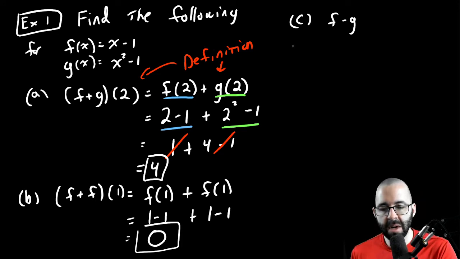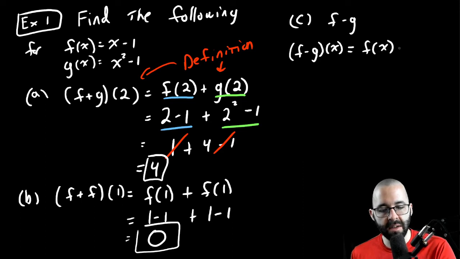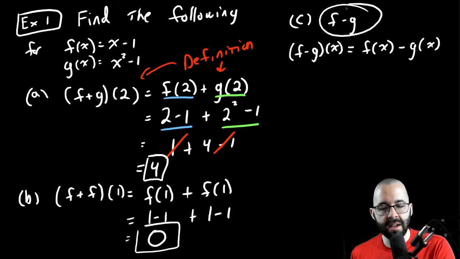So the function f minus g, that is a function that takes in x values, and this is what it puts out: f of x minus g of x. So this is the name of the function, and this is how I describe the function.